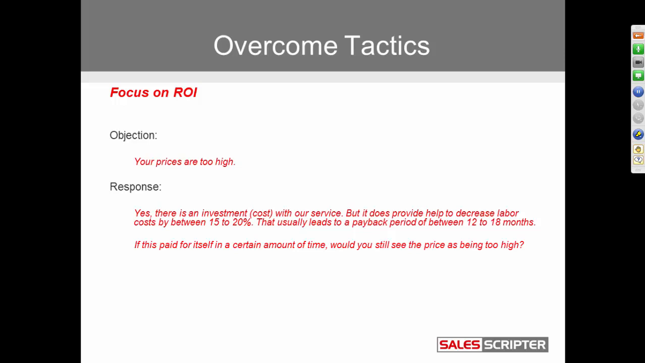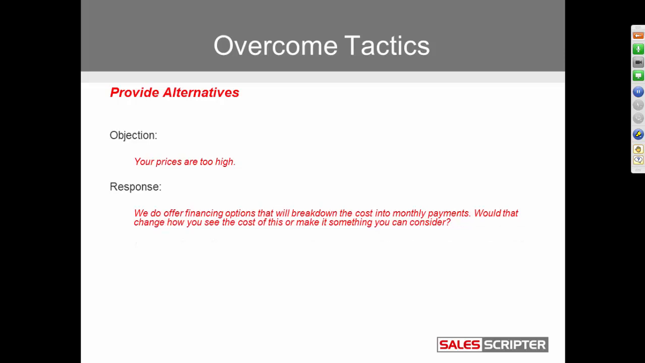If this paid for itself in that amount of time, would the price that we're asking for still be too much? So that's a way to overcome that. The other way to overcome an objection is to provide alternatives, right? So they say, hey, your prices are too high. Okay, well, we do have financing available.